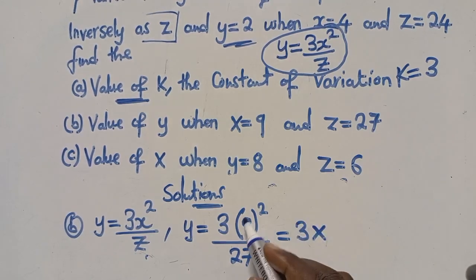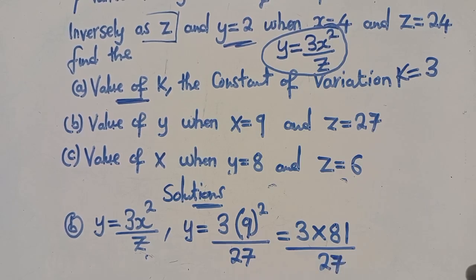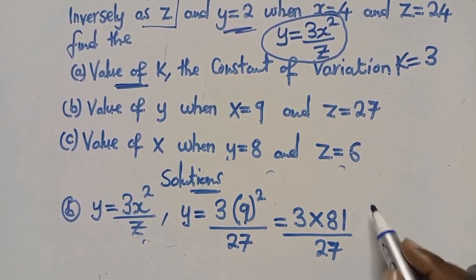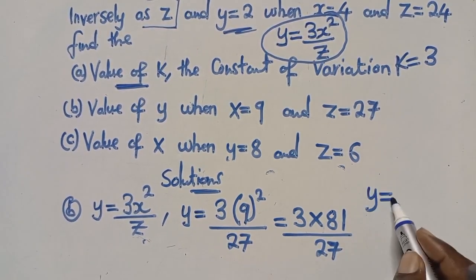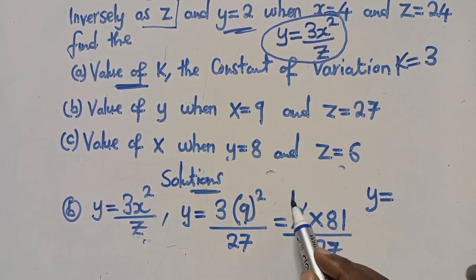So 9 squared is 9 times 9, which is 81 over 27, like this. So this is it. So where we are now going to say that y is now equal to, so we say, okay, how do we answer something like this? How do we answer? So 3 there, it is 1.